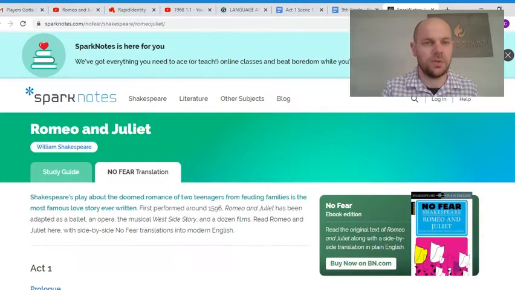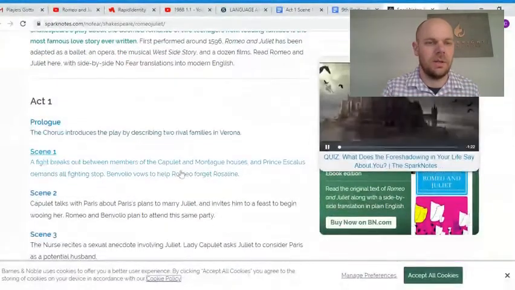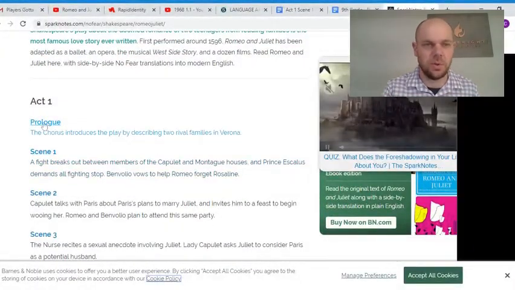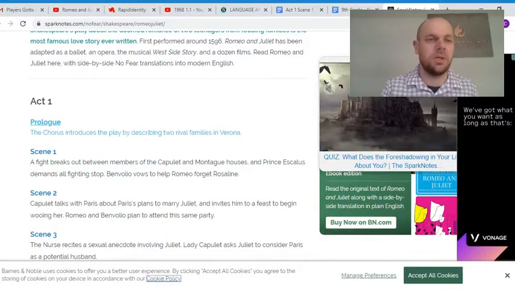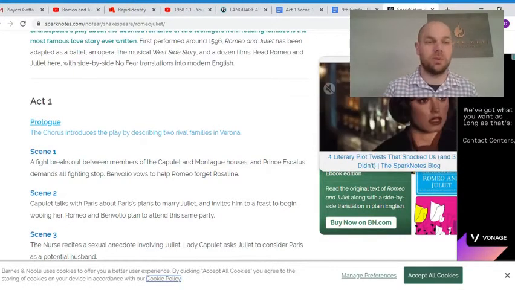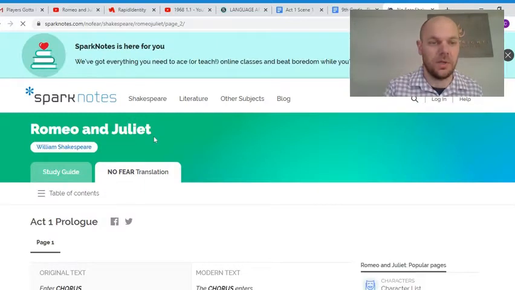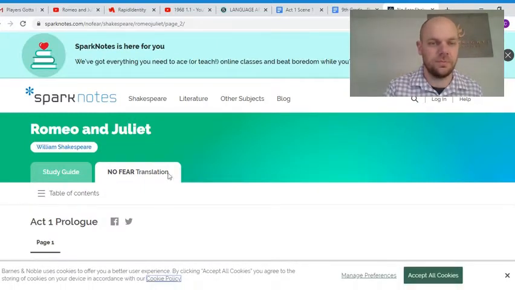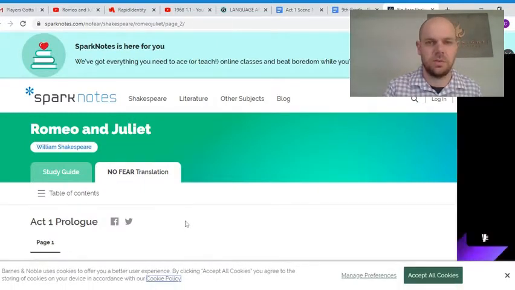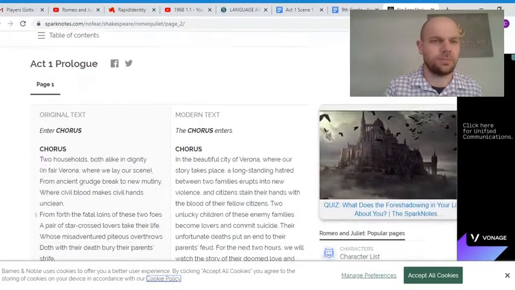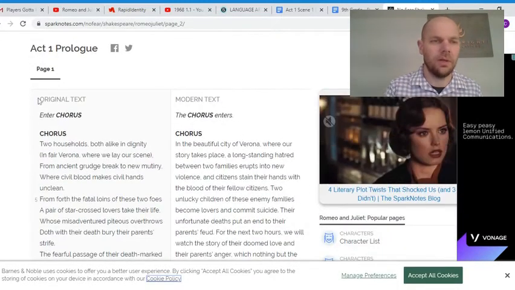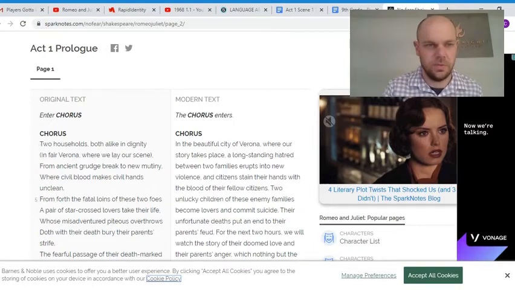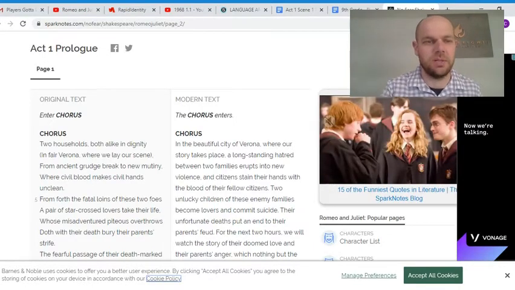And this is huge. It has every scene broken down. So let's go to the prologue. You guys read the prologue last week. You had to actually do an assignment where you translated some of the prologue. And look at this. If we go here, you can see, if I can get my scene to scroll, there we go. You have the original text on one side. And it says right here, just like you read, "Two households, both alike in dignity, in fair Verona, where we lay our scene. From ancient grudge breaks a new mutiny."